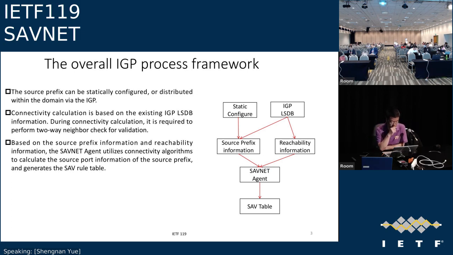The SAVNET agent utilizes connectivity algorithms to calculate the source port information of the source prefix and generates the SAV rule table. And during the connectivity calculation, it is required to perform a two-way neighbor check for validation. Next slide.